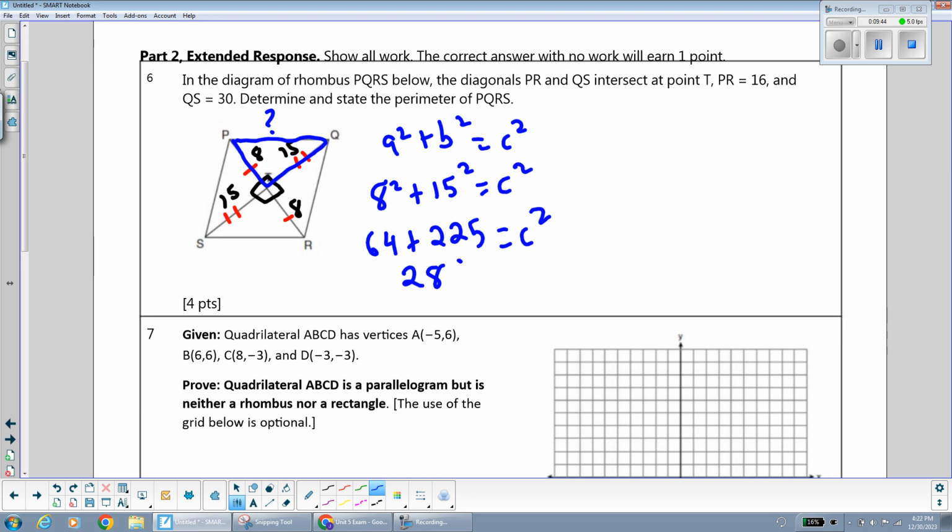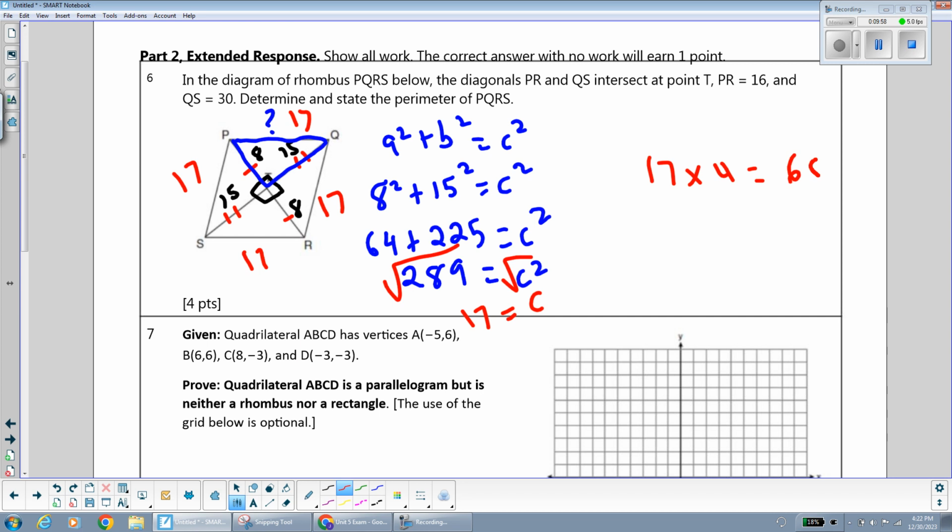So that is 289 is equal to C squared. And then if you square root both sides, this works out very nicely to a nice number of 17. So since this is a rhombus, that means all the side lengths are 17. 17 times 4 is 68. And that one is all done. Moving on to the next one.